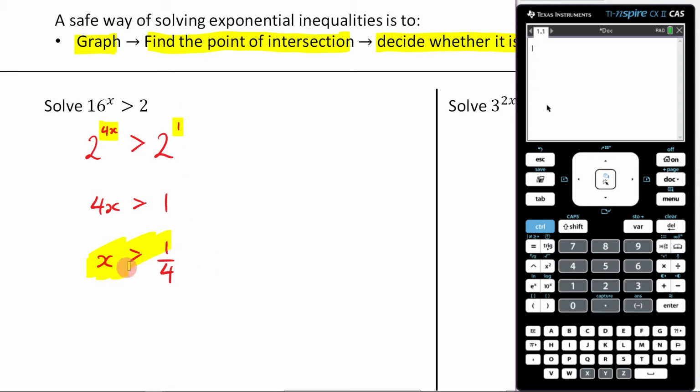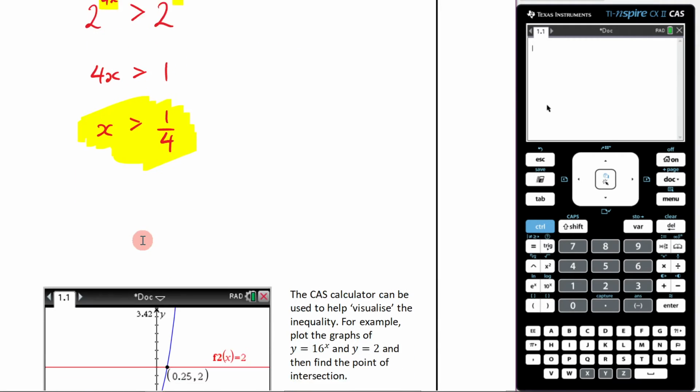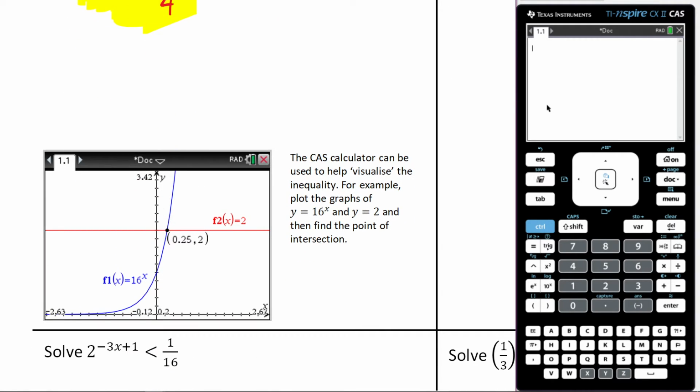Now, I also want to show you another way of approaching this type of question, and it's by graphing it. We'll use our CAS calculator to help us out. The CAS calculator can be used to help visualize the inequality. For this scenario, we're going to plot the graph of y equals 16 to the x, that's in blue here, and we're also going to graph y equals 2. And then we're going to find the point of intersection.